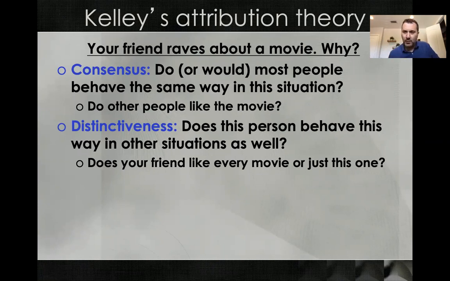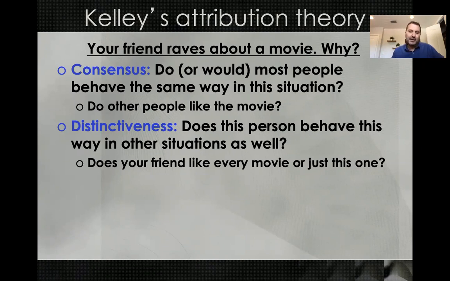So if you answer yes to a distinctiveness question, that this person behaves this way in other situations, then this particular instance is not very distinctive, right? So if you answer yes to a distinctiveness question, that means it's low in distinctiveness. And this is slightly confusing because if you answered yes to consensus, then it's high in consensus, and distinctiveness is the opposite. If you answer yes to distinctiveness, it's low in distinctiveness. On the other hand, if you answer no to this question, that this person does not behave this way in similar situations, meaning they hate most movies, but they love this one, then this behavior is very distinct. We say the behavior is high in distinctiveness.